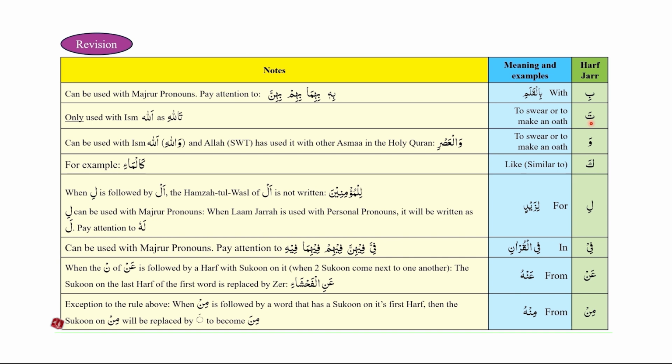Next is ta harf jar. Ta harf jar is used to swear or to make an oath. Ta harf jar is only used with ism Allah. For example, tallahi.